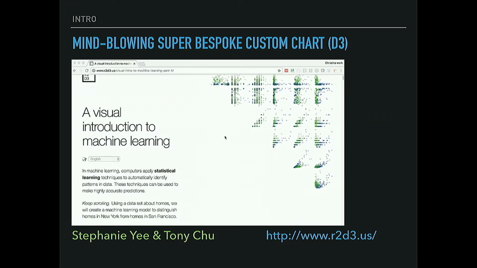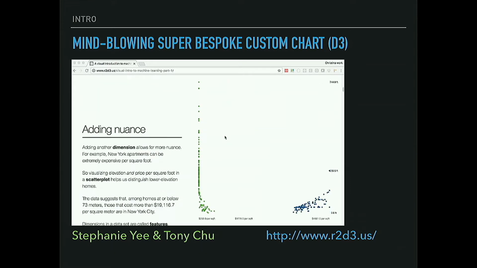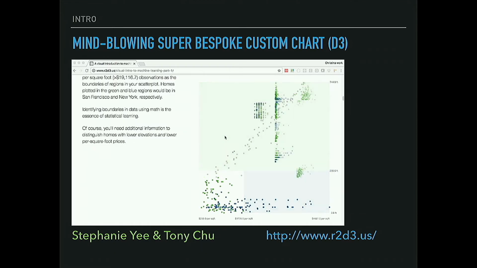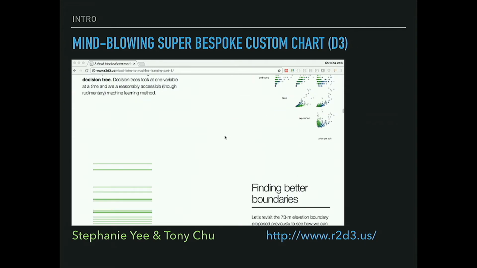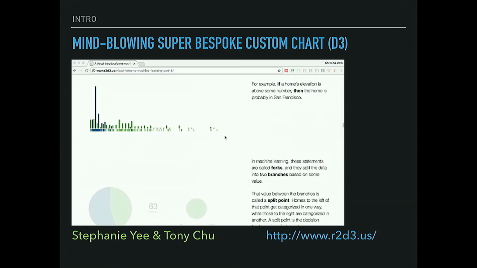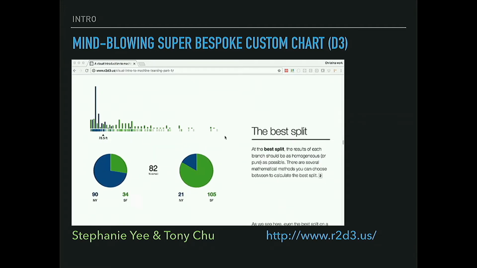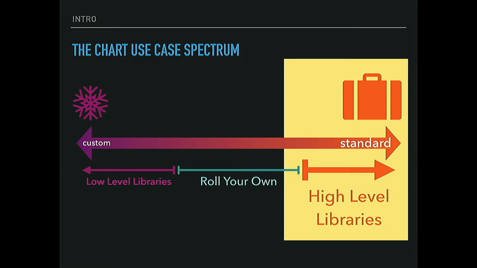Here's an example of one of those mind-blowing, super bespoke custom charts done in D3. This one's a visual introduction to machine learning. So as you scroll down the page, the data flows from one chart into the next in a really cool manner. This obviously took a lot of time and effort, and D3 was probably a great help in making this come to life.